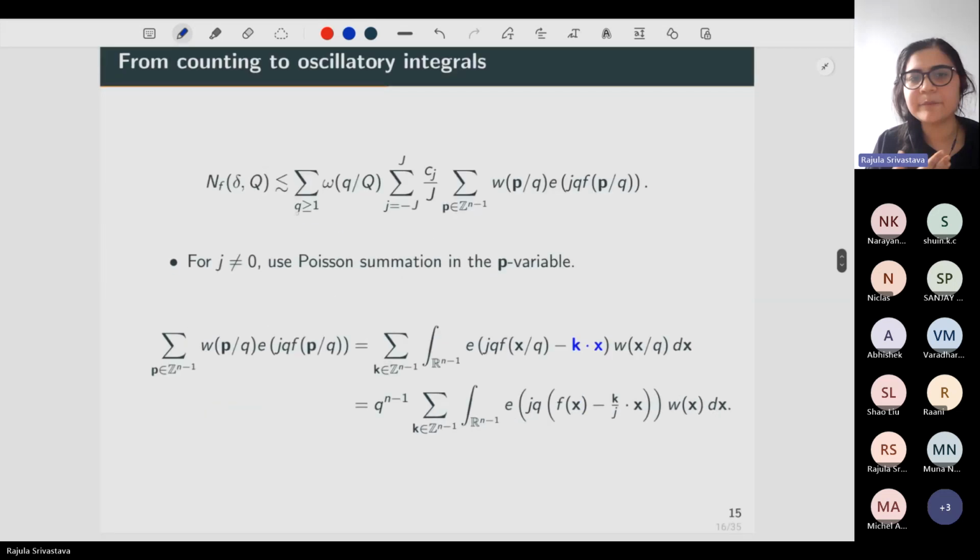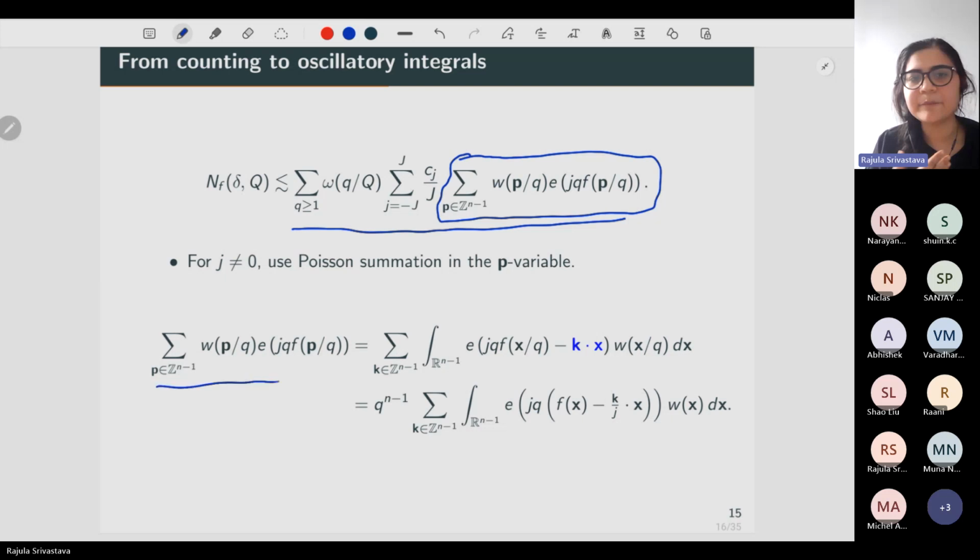Again, this is what we had come to. This was the point count. For non-zero frequencies, I use Poisson summation in this inner sum that you see over this n minus 1 dimensional lattice. Poisson summation says that the left hand side, the sum over this integer lattice, is equal to another sum over the integer lattice of the Fourier transform of the function that you have over here. And all I've done is write explicitly the definition of the Fourier transform of this function. That's why you see this integral over here.